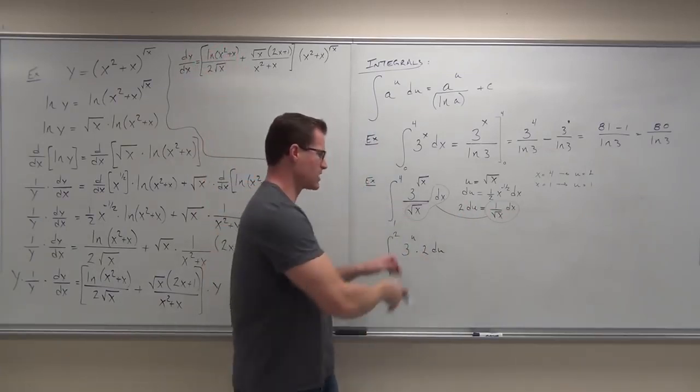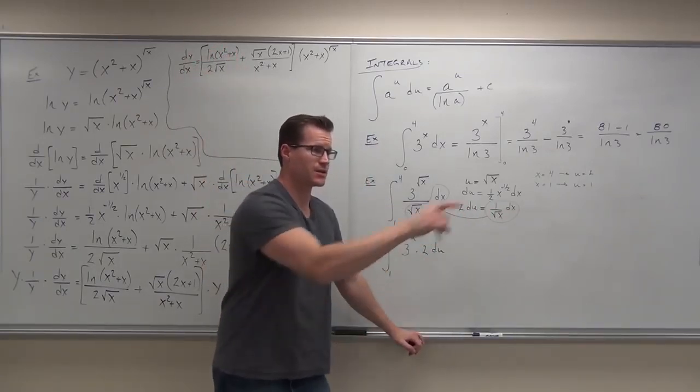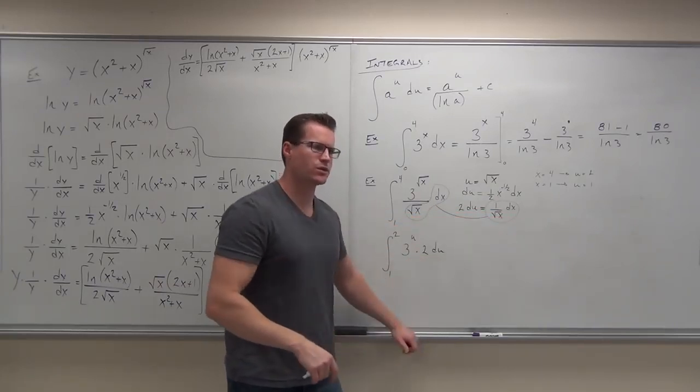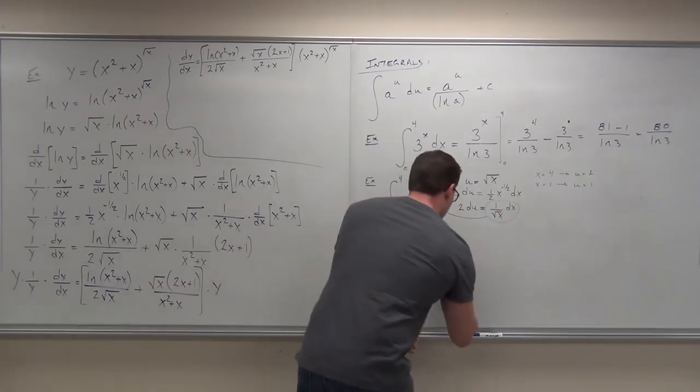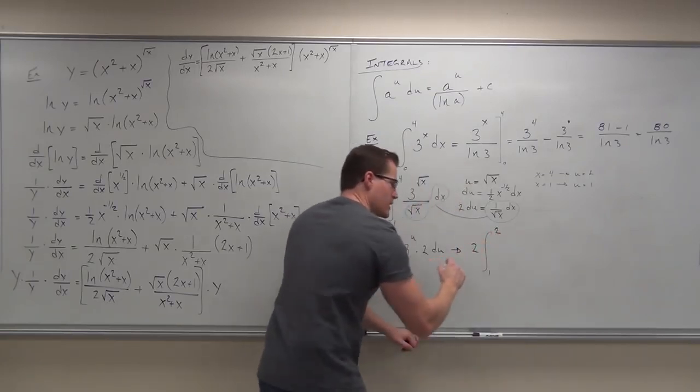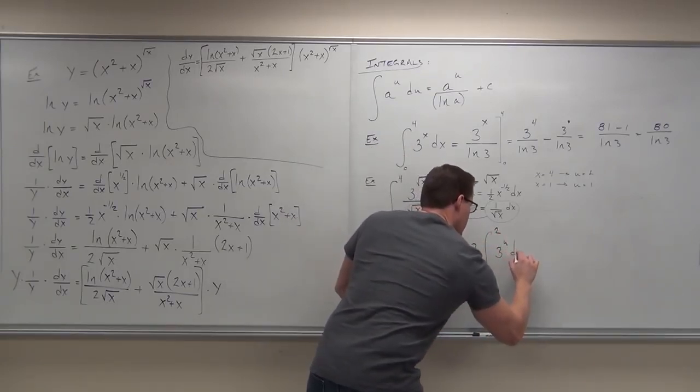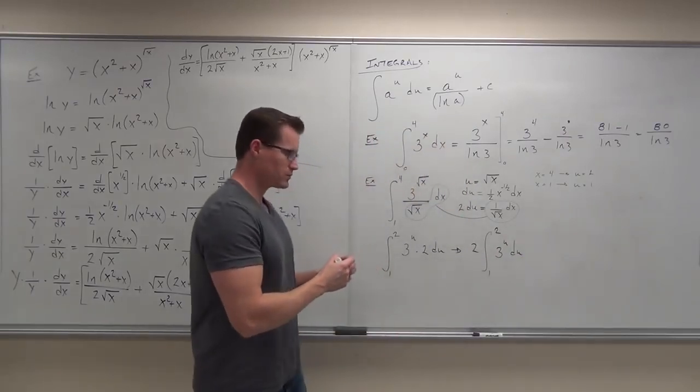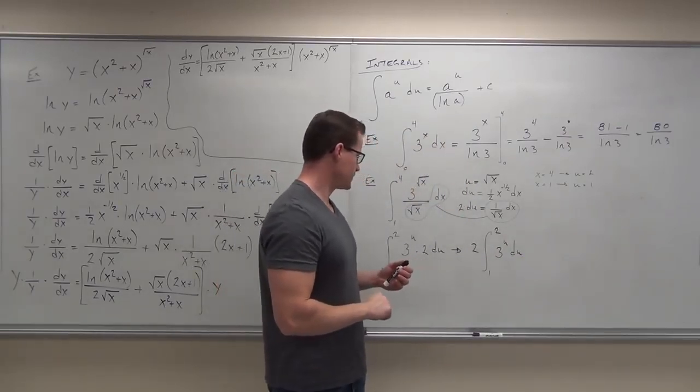Tell me what to do with these pieces. Take the 2 out. Can I take the 3 out? No, that's wrapped up. Okay, so we've got 2 times the integral from 1 to 2 of 3 to the u du. We okay with that one?